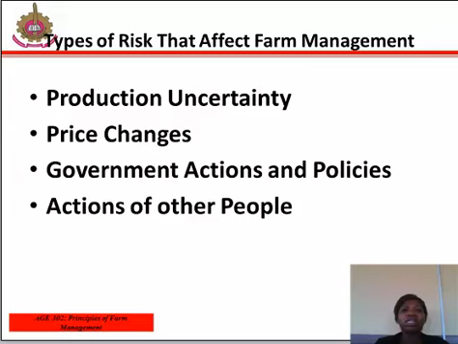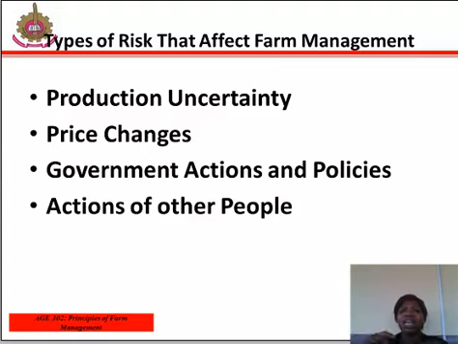There are many features of agricultural production which make farm management operations very difficult, unlike industrial enterprises. This is due in most cases to the special characteristics of agricultural enterprises. Some of these characteristics include production uncertainty, price changes, government actions and policies, and actions of other people.